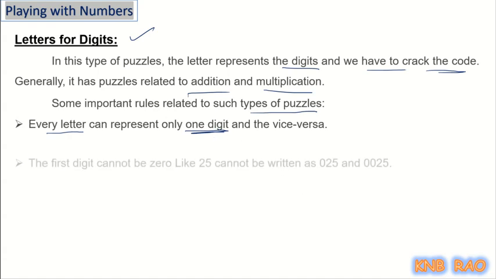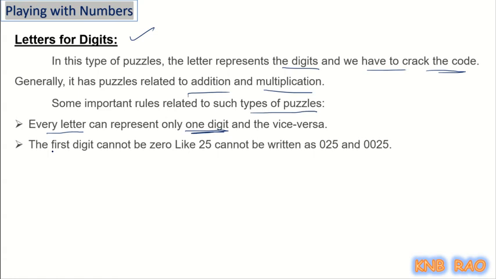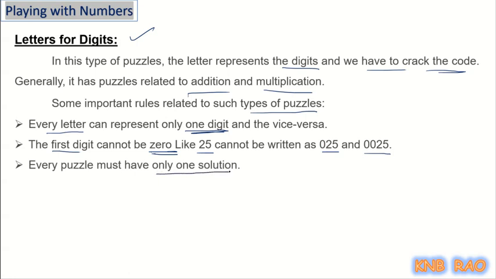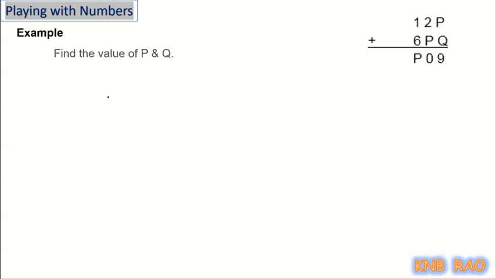Moving on to another important rule, the first digit cannot be 0, like 25 cannot be written as 025 or 0025. So the first digit cannot be 0 is another important rule. Third rule, every puzzle has only one solution. Okay, one possible solution. For example, here, find the value of P and Q.